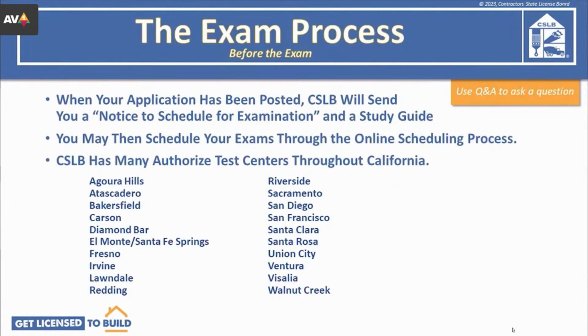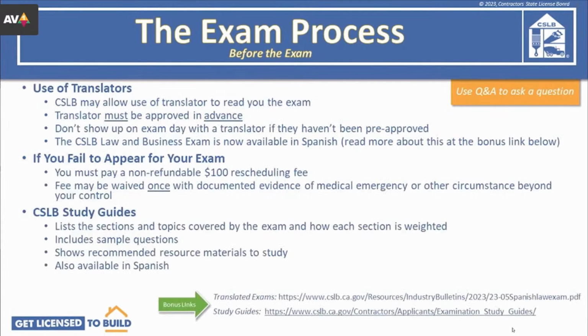When your application has been posted, CSLB will send you a notice to schedule for examination and a study guide. You may then schedule your exams through the online scheduling process. CSLB has many authorized test centers throughout California and encourages candidates to take their exams at their nearest test center. If you're an applicant whose first language isn't English and you don't feel confident taking your exams in English, we do allow you to use a translator. The translator, who you provide, simply reads you the exam questions.